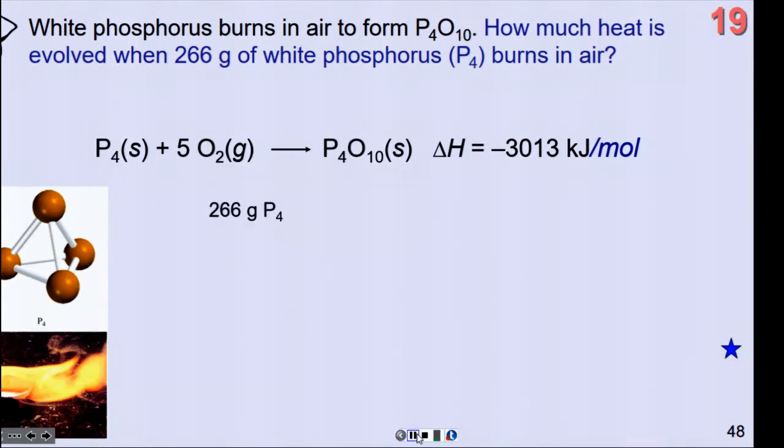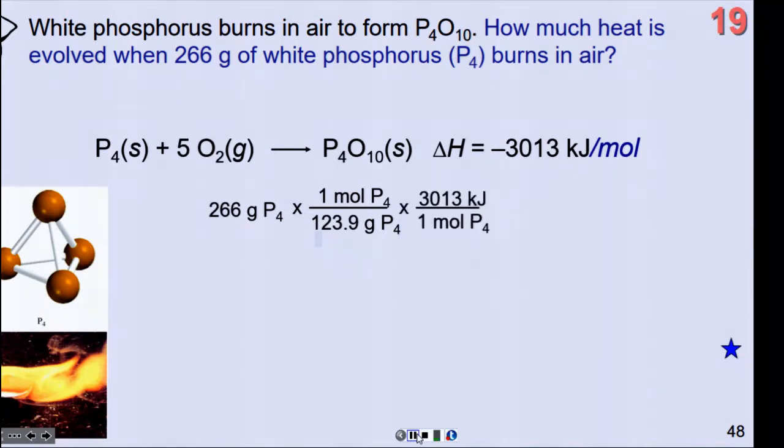Then we look at the 266 grams of the phosphorus, P4. What do we have to do? We have to come up with the number of moles. So the molar mass is there. Thankfully, somebody punched it in for us, but phosphorus is essentially about 31 grams per mole, and times 4, you get that. It's almost 31, and so you multiply that out and you get 123.9 grams of phosphorus per mole of P4.